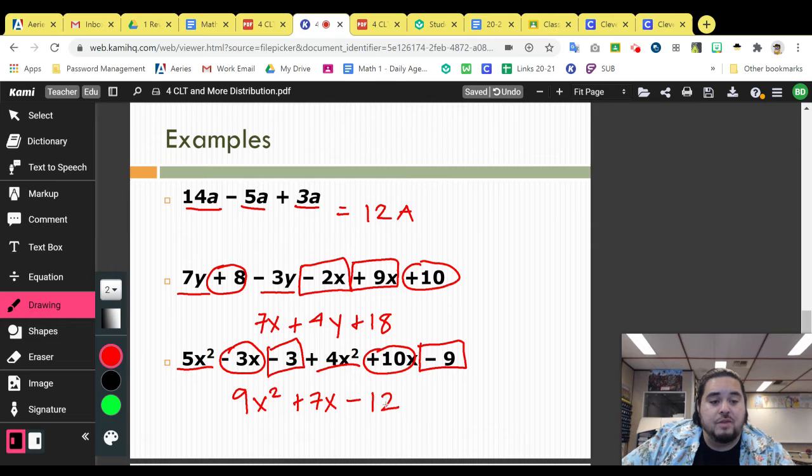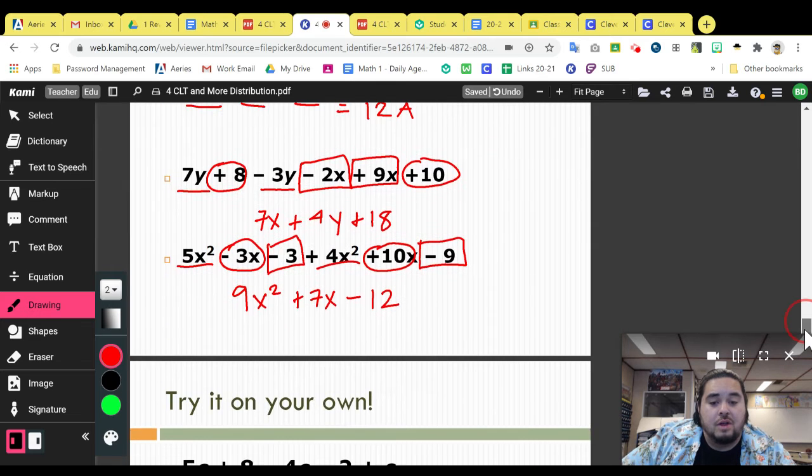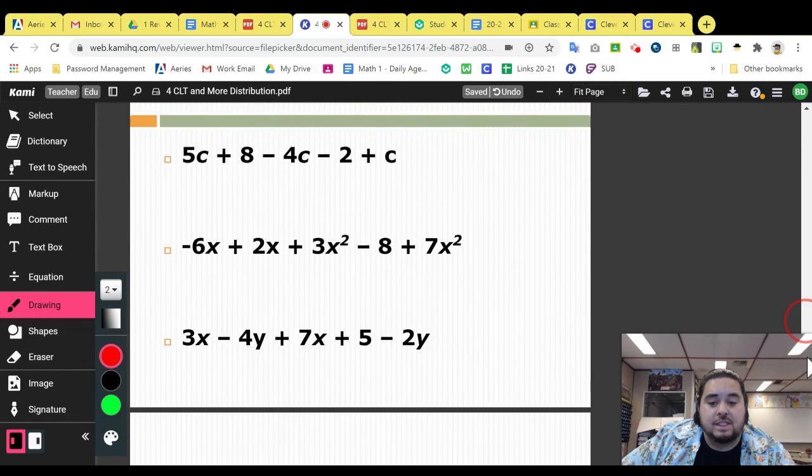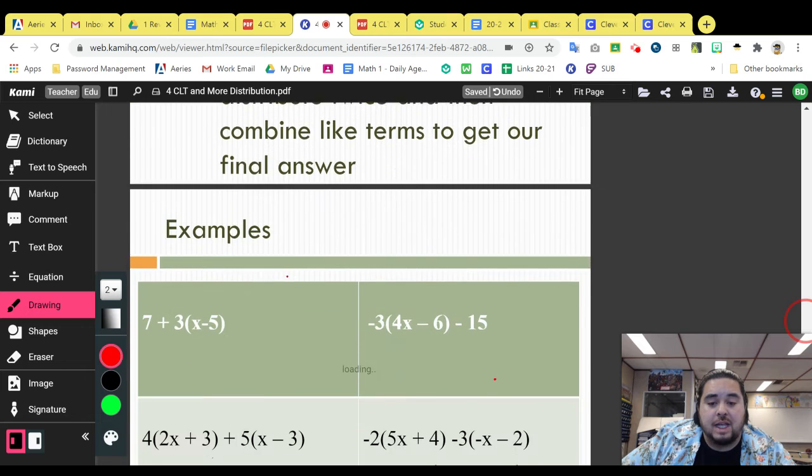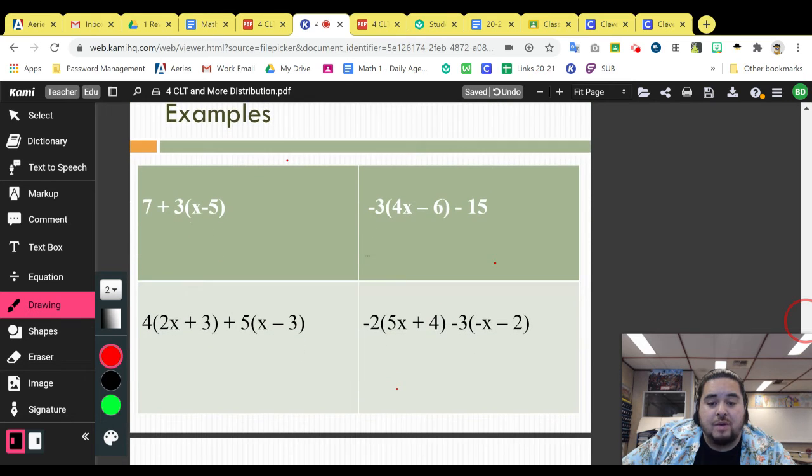So now we're going to move down and we're going to go over our more advanced distribution. So for problems like this, we always want to think about not only distribution and combining like terms, but also order of operations. So for example, on the first problem, when I see the 7 and the 3, what I don't want to do is add those together because order of operations says that I'm going to do the multiplication part first. So I'm actually going to distribute first, and then I'm going to come back to that 7 and deal with that later.